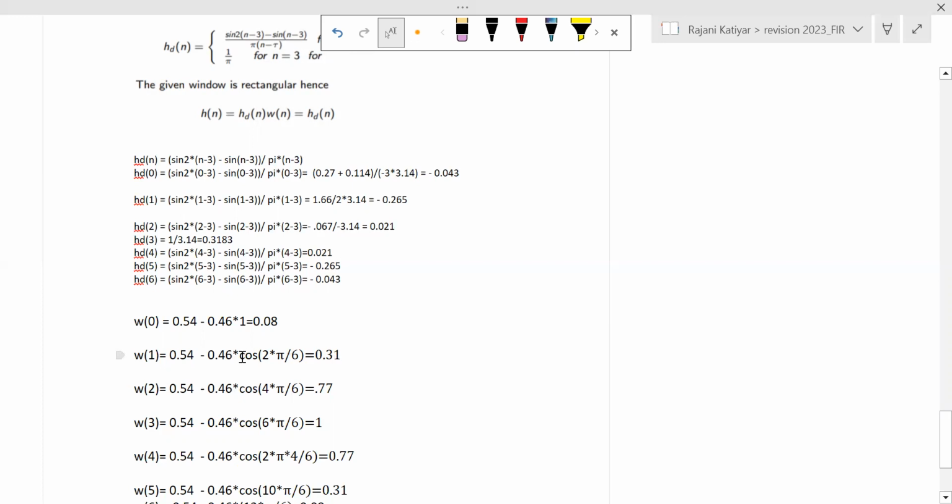Again, we will keep the calculator mode in radian mode, and after that cos of 2 into 3.14 by 6, or in a simple form cos of 2π by 6, which can be written as cos of π by 3.